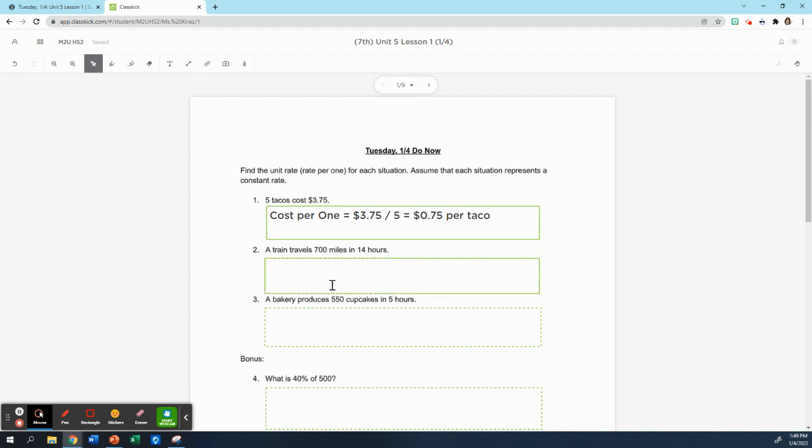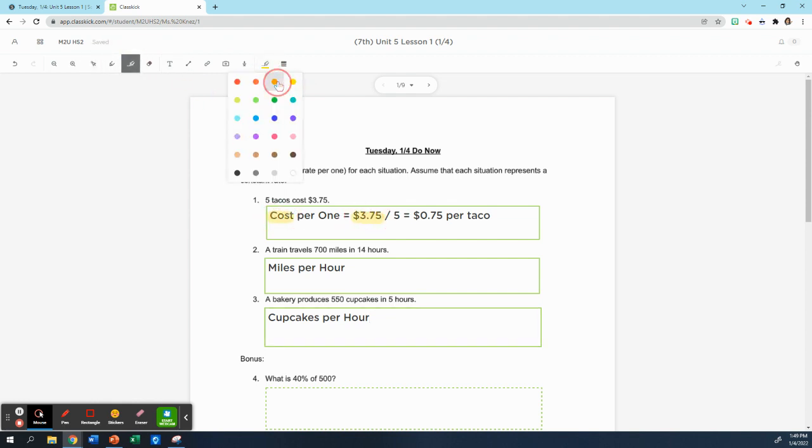And so for the other questions, like questions 2 and 3, if you were looking for miles per hour, or if you were looking for cupcakes per hour, you would solve these questions in the same way. You're taking the information that you know, like cost per one, and you're writing the division sentence in the same order as the unit rate that you are looking for.